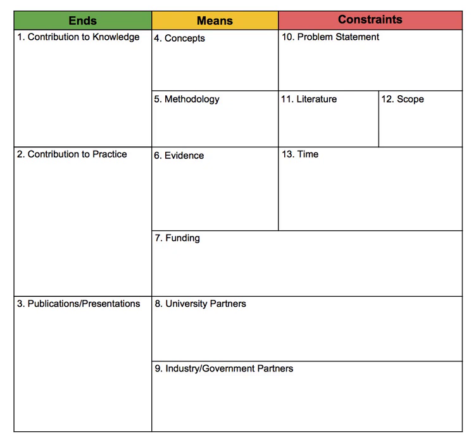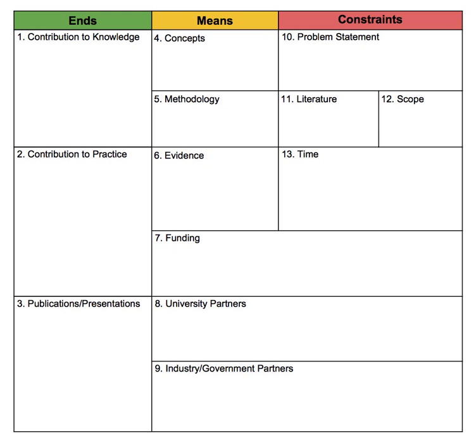Problem statement, a clear, focused research question. Literature review, the existing knowledge base that informs the study. Scope, the defined boundaries of the investigation. Timeframe, the available time to complete the project. Narrowing these constraints can force creative thinking and prevent wasted effort on overly ambitious or undefined projects. Funding, university, and industry partners also impose constraints through limitations on resources, data access, or project direction.